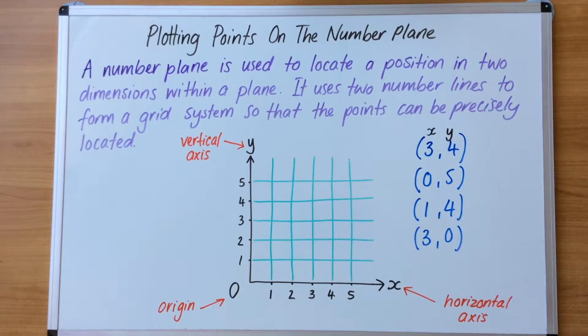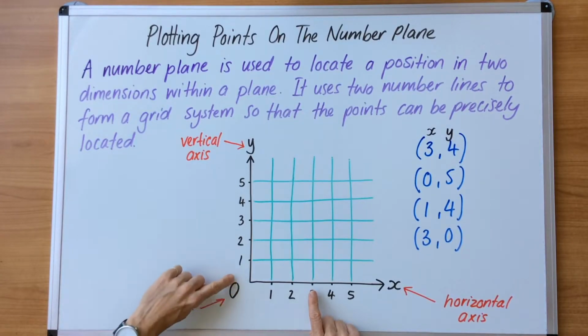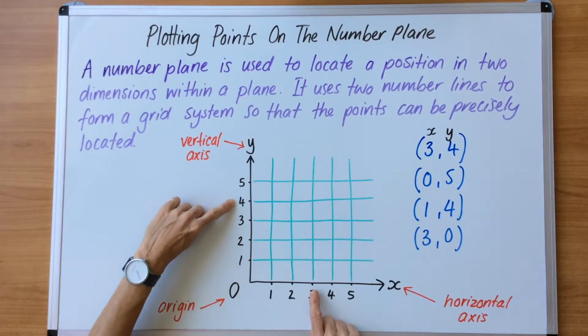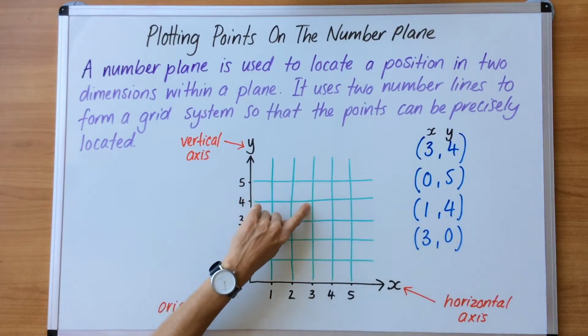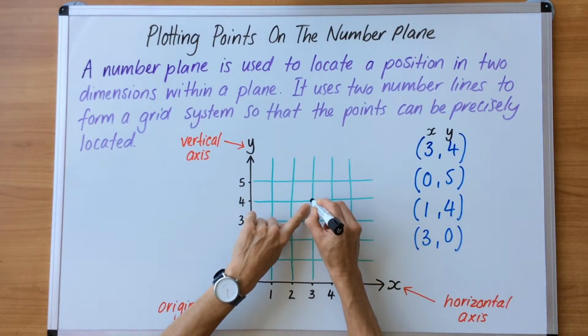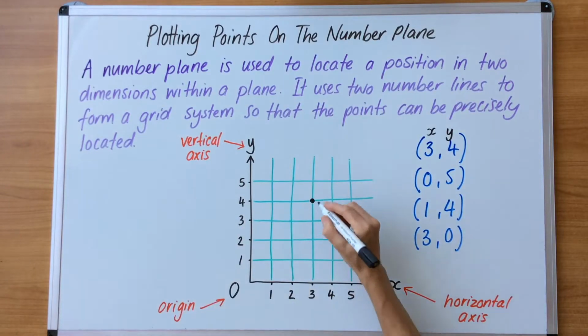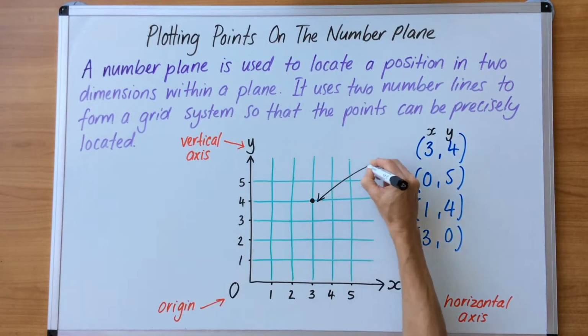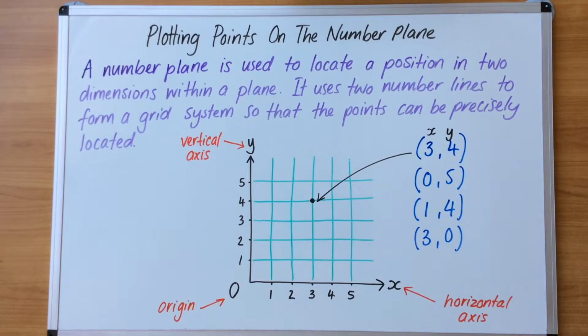So let's have a look at this. We'll plot these on there now. The first one says (3, 4). So we go along the x-axis and we find 3. Now that we've located 3, we must go up and locate 4. So up the vertical axis, we find 4, and this is our point here. I'm going to put a dot there. I'm just going to draw an arrow to show you where it is. We don't normally do this in our work.